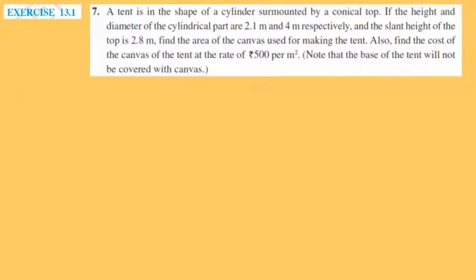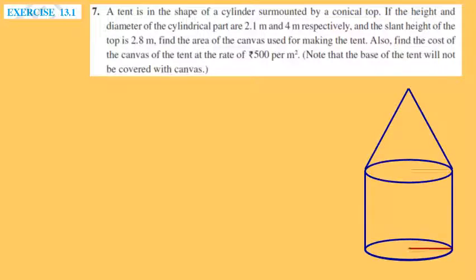Question number 7. A tent is in the shape of a cylinder surmounted by a conical top. If the height and diameter of the cylindrical part are 2.1 meter and 4 meter respectively, and the slant height of the top is 2.8 meter, find the area of the canvas used for making the tent. Also find the cost of the canvas of the tent at the rate of rupees 500 per meter square. So let us draw the figure first.